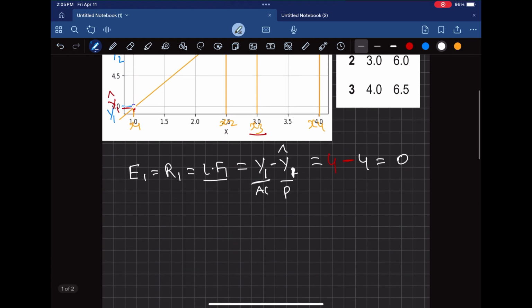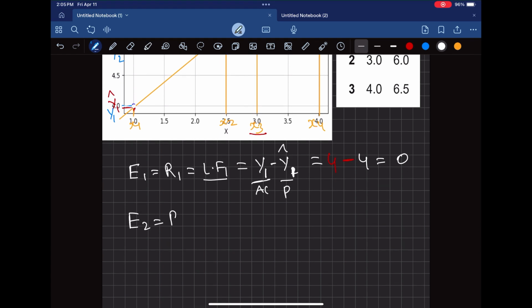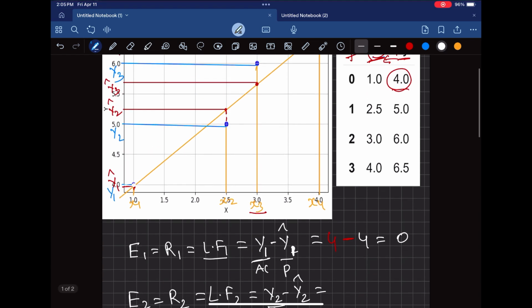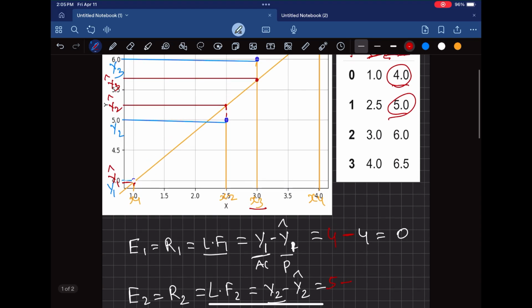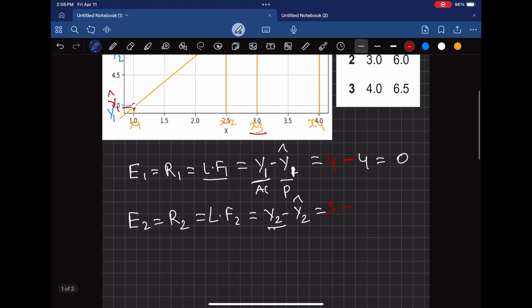Now let's talk about error 2, or the second residual, or loss function 2, equal to y2 minus y2 hat. The y2 observation is 5, so 5 minus y2 hat. You can see that y2 hat is between 5.5 and 5, so we can say 5.25. Let me write it down here. So it's 5.25, which means minus 0.25.